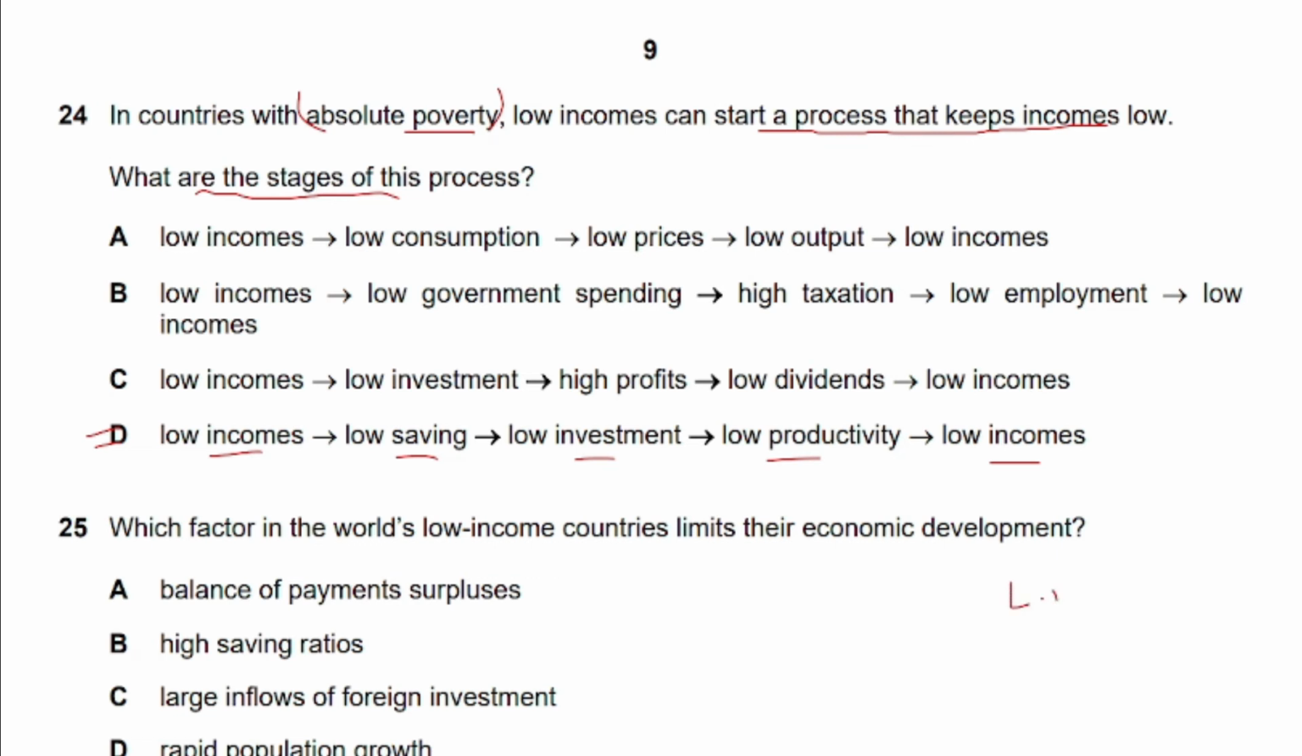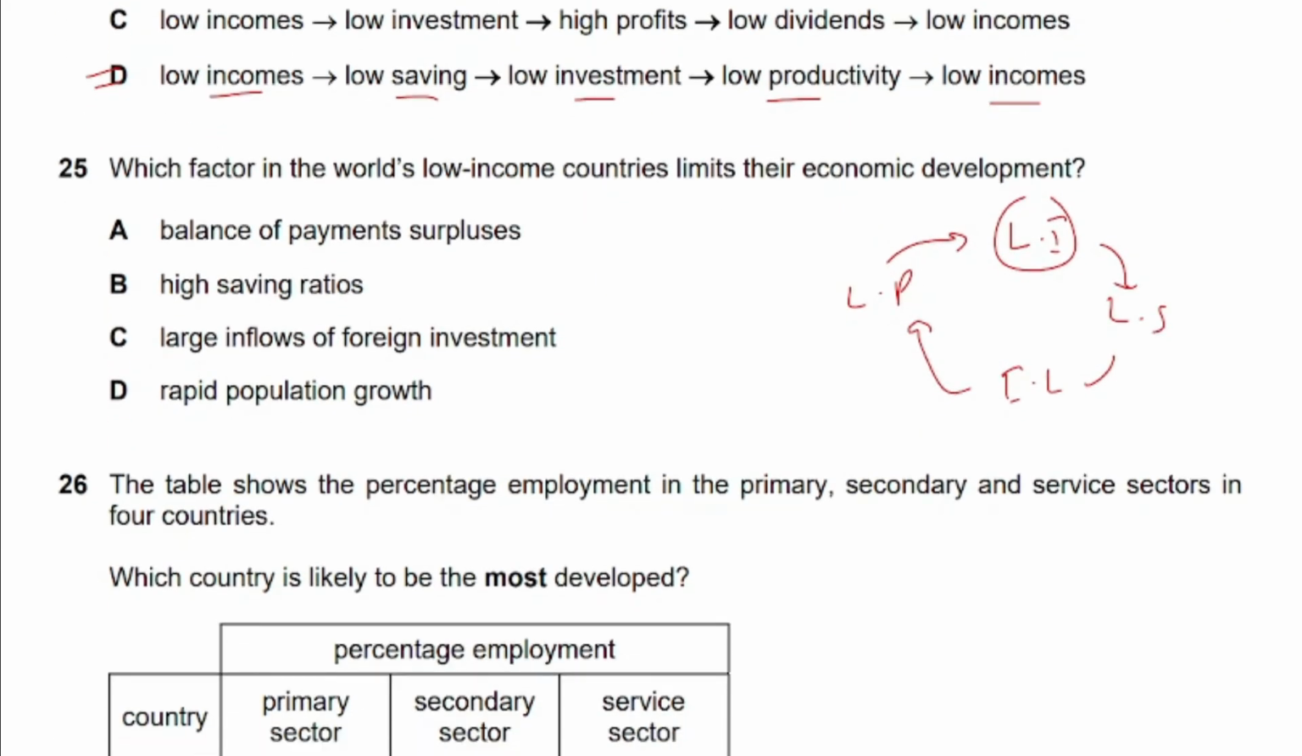When you have low income, I'm using LI for low income, then you will have low savings, then you will invest less, and when you invest less, there will be low productivity, which again leads to low income. So this is the vicious cycle of poverty. So D is the correct answer.